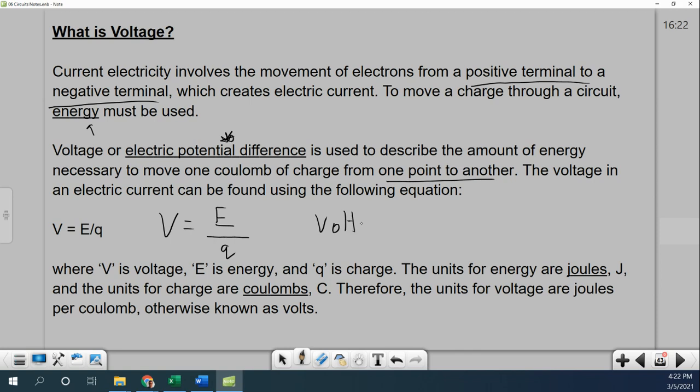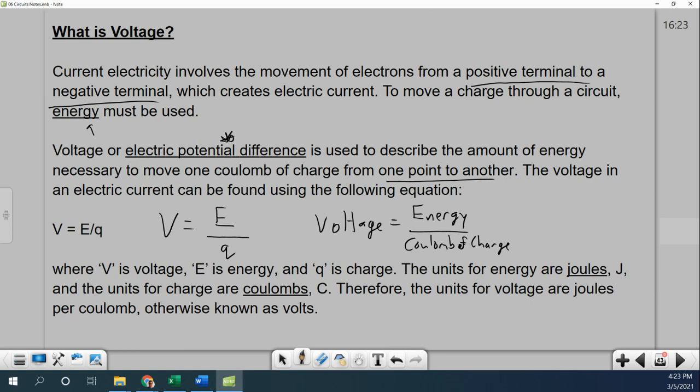So your voltage is how much energy is needed for each coulomb of charge. V is your voltage, E is your energy, Q is your charge. So how much energy is in each section of charge? What's needed to push it all the way around that circuit?